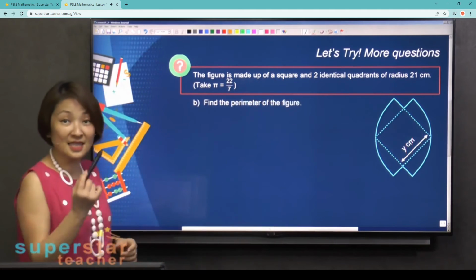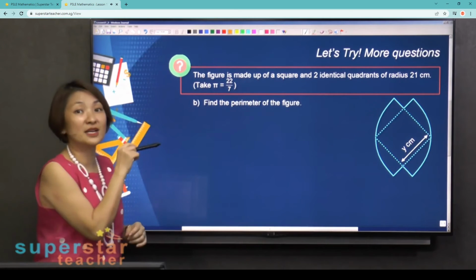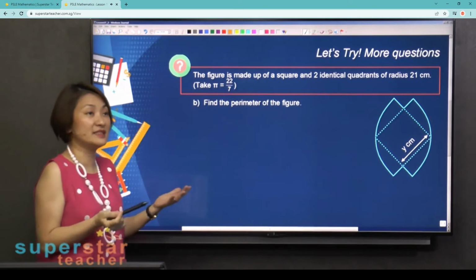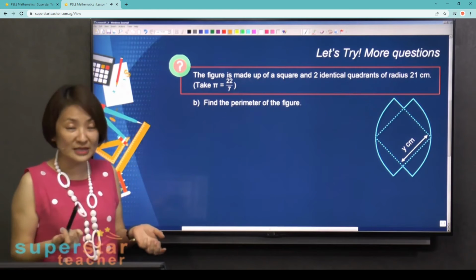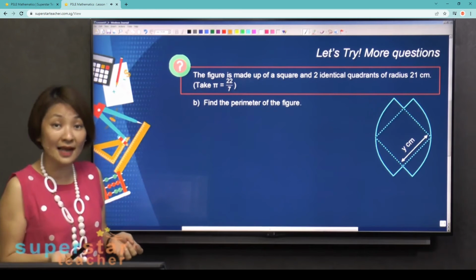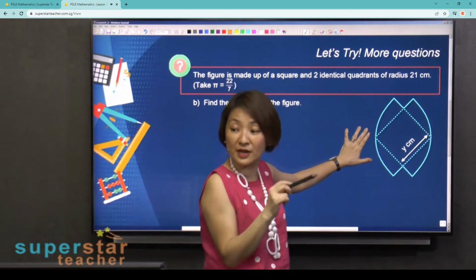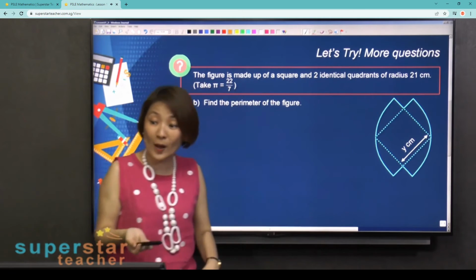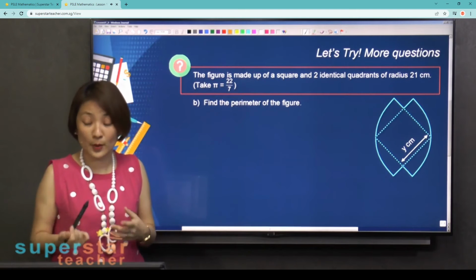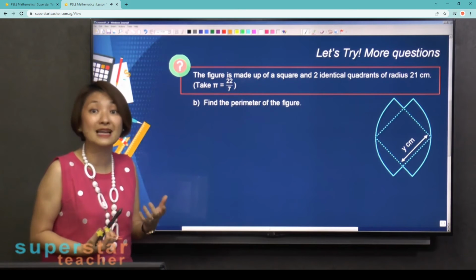Okay? Now let's take a look at this one. It says find the perimeter of the figure. I'm sure you guessed it, right? A says find the area of the figure, B usually is to find the perimeter. Perimeter means the outline. Okay? I'm sure you're quite familiar with this picture already, given the last question. The figure is made up of a square, of course you know, and then 2 identical quadrants of radius 21 centimeters. Now, perimeter. Perimeter means outline.